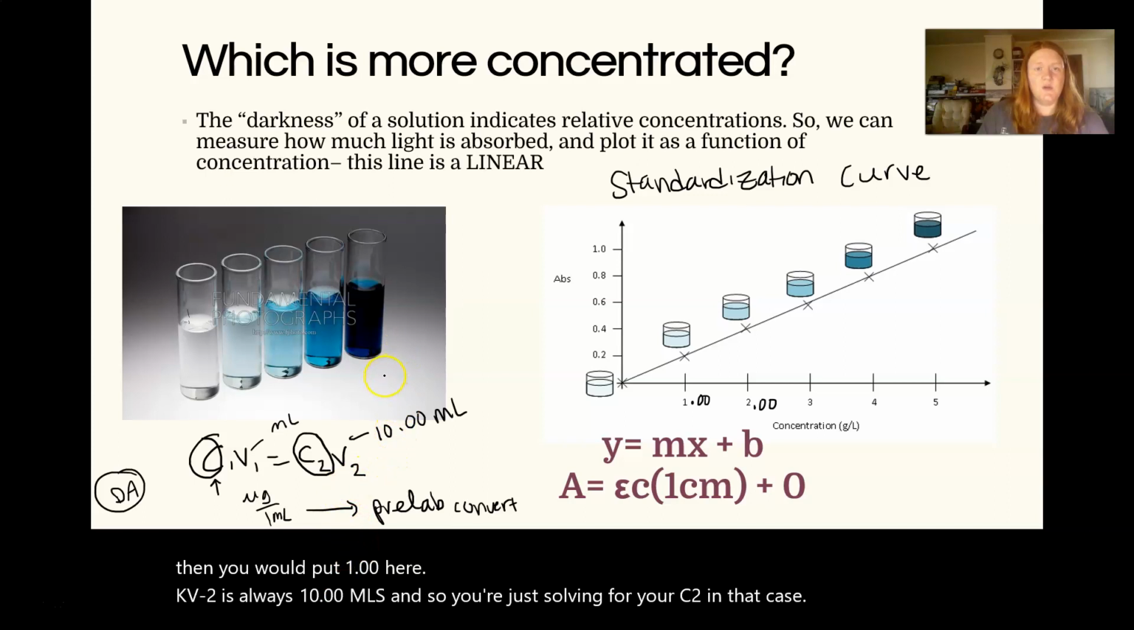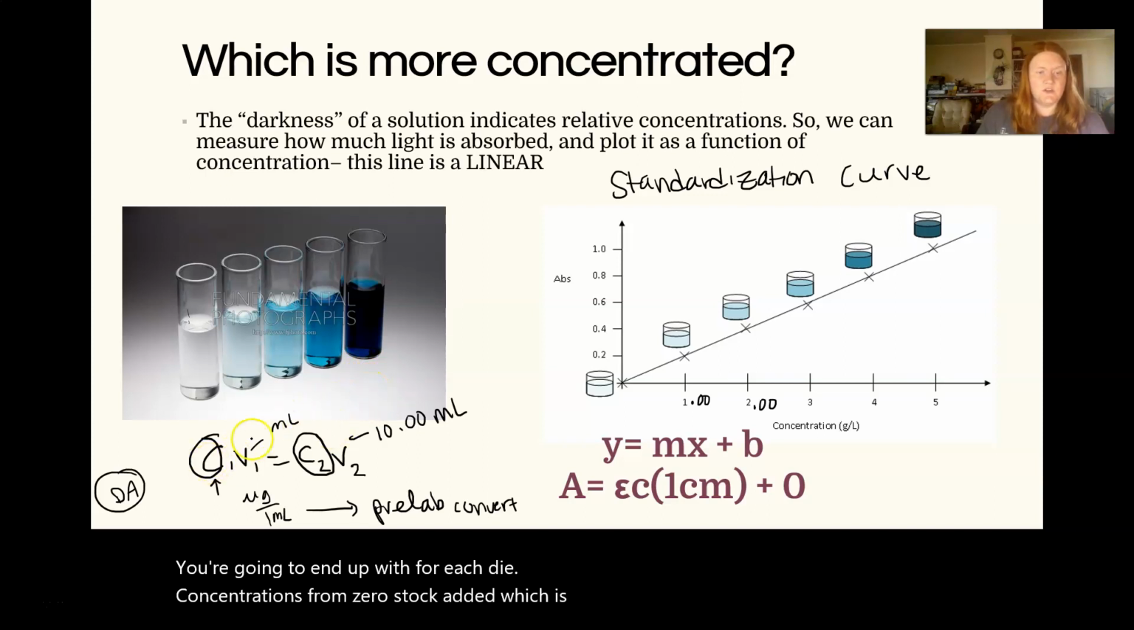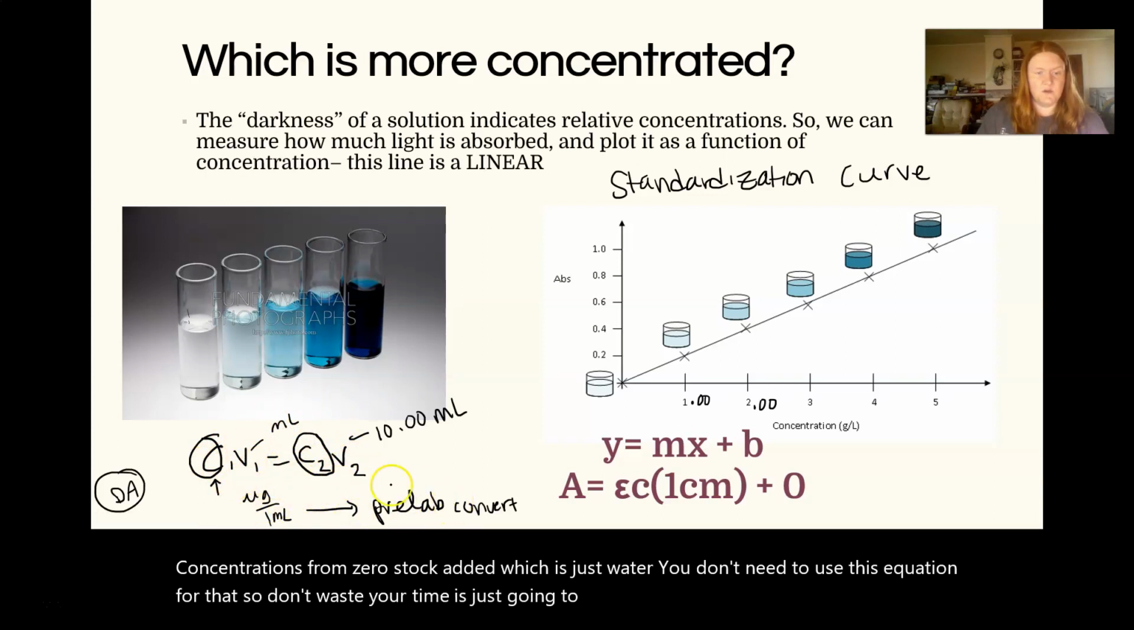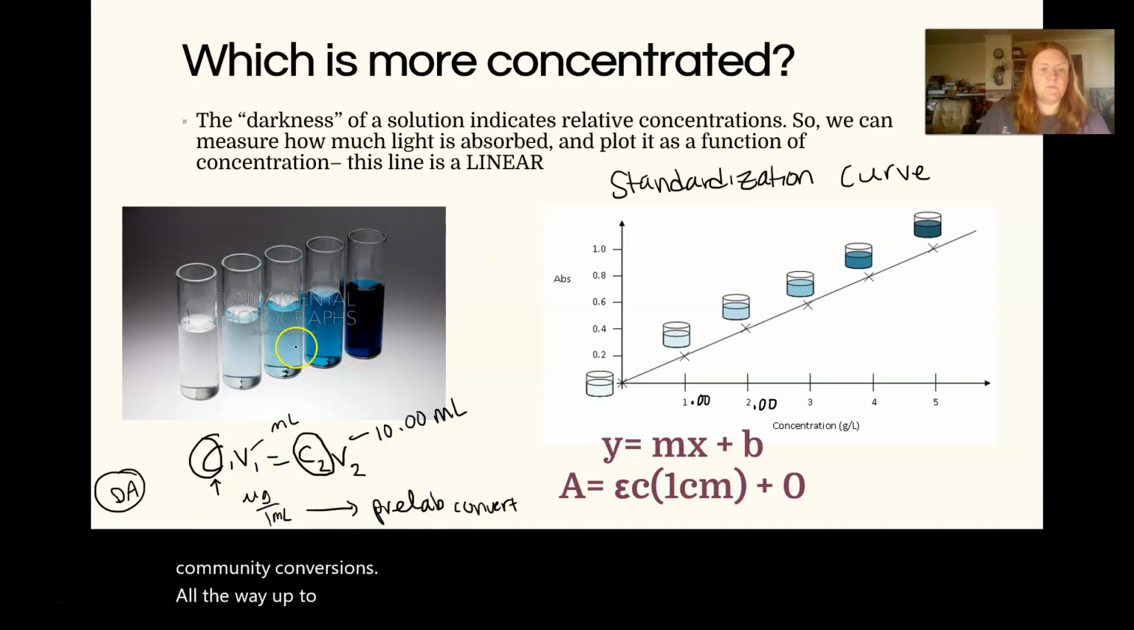You're going to end up with, for each dye, concentrations from 0 stock added, which is just water. You don't need to use this equation for that, so don't waste your time. It's just going to be whatever you calculate in your unit conversions. All the way up to 0 water added is what I'm talking about there. All the way up to all water, all 10 milliliters of water.